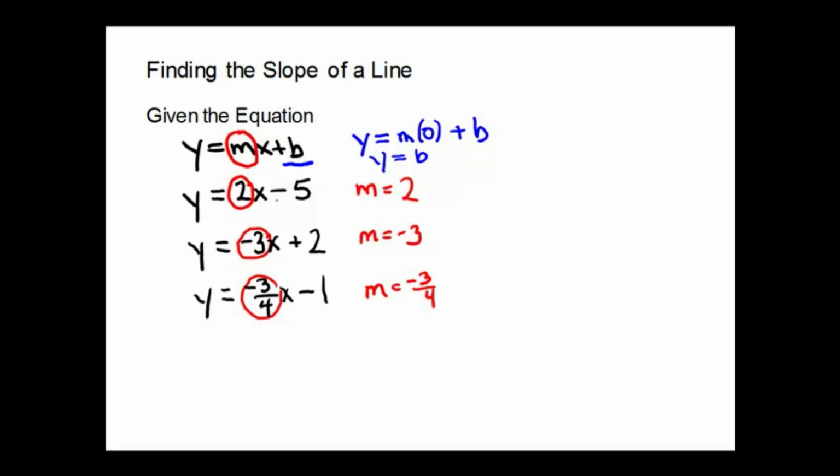So for our first example, our y-intercept is going to be negative 5. The coordinates will be 0, negative 5. For the second one, the y-intercept will be 2. Coordinates are 0, 2. And for the third one, the y-intercept will be negative 1. Coordinate is 0, negative 1.